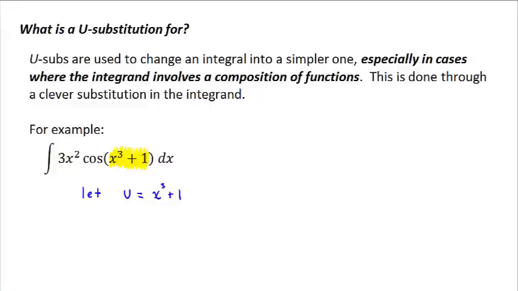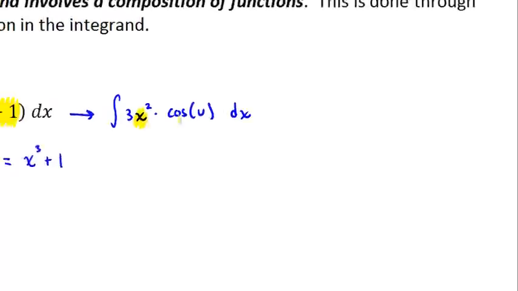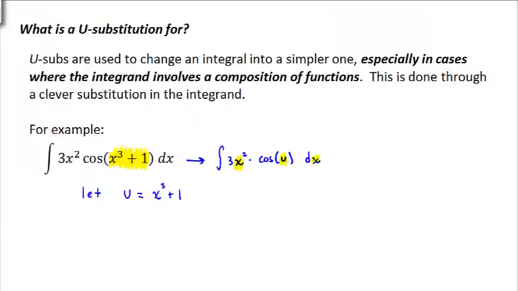If we were to just go ahead and make that substitution now, which we really don't want to do, so don't bother writing this part down, we'd have 3x squared times the cosine of u dx. And we've got an issue here. We now have an integral in terms of x and u, and we're taking the integral with respect to x. This doesn't all match up. It's got to be one variable in the integrand, and it's got to match with the variable that we're taking the antiderivative with respect to.